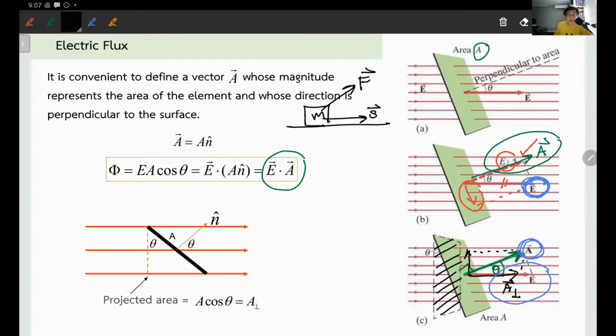So what you can do is break F into two components, take only this component and multiply by this. Or the other way, you can do S cosine. This is F cosine. There you go.